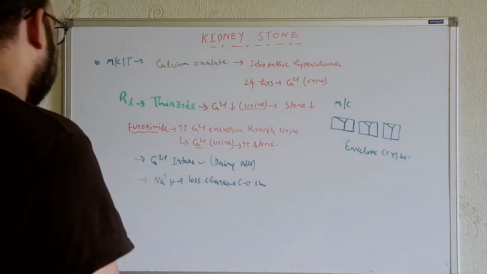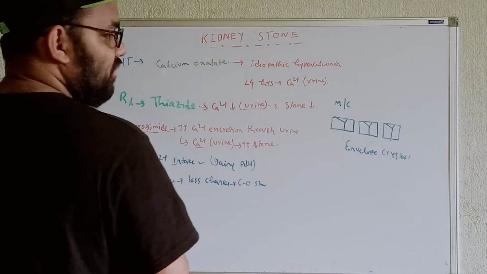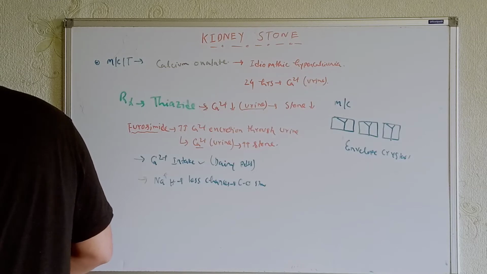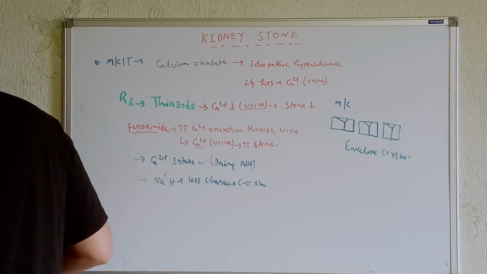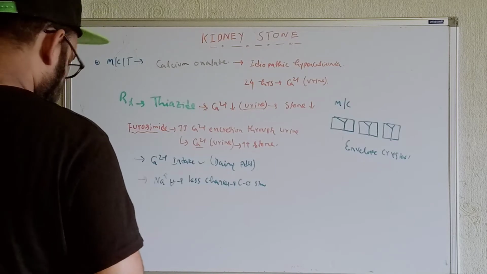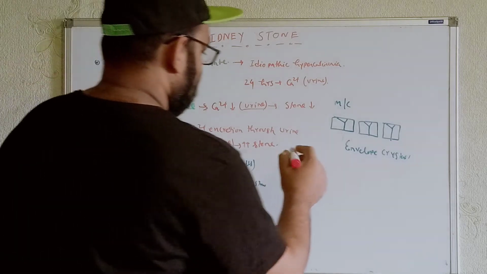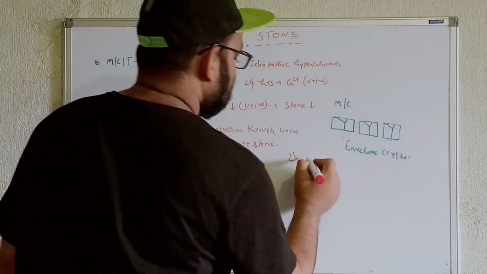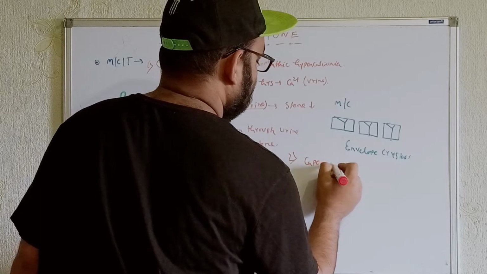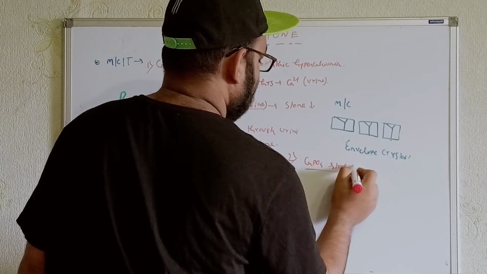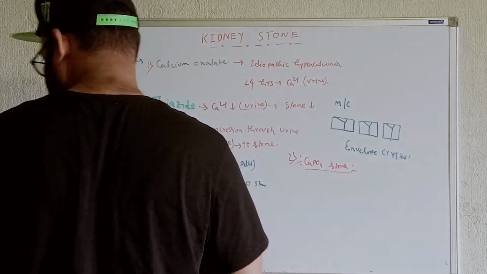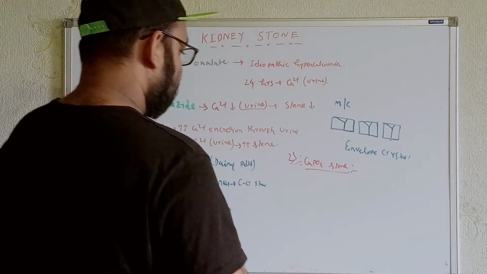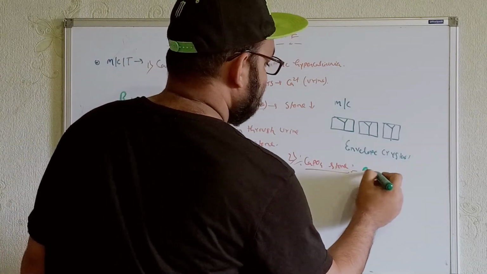Okay, now we'll go to the second type of stone, known as the calcium phosphate stone. Let me show only these portions. The first one was calcium oxalate; the second we can talk about in terms of calcium phosphate stone. Now we are talking about the calcium phosphate stone. In this case, definitely the calcium will be elevated.